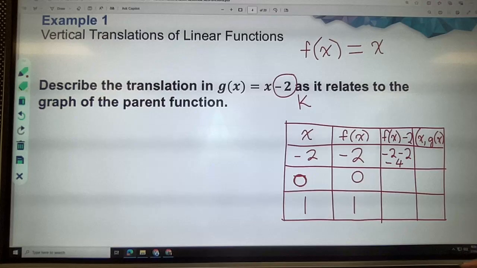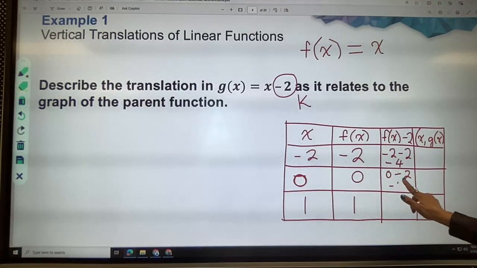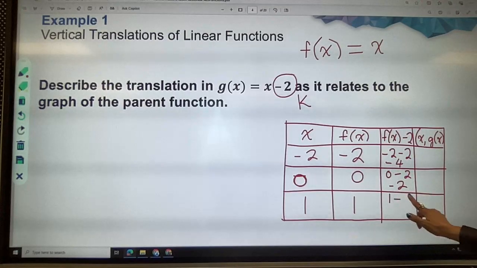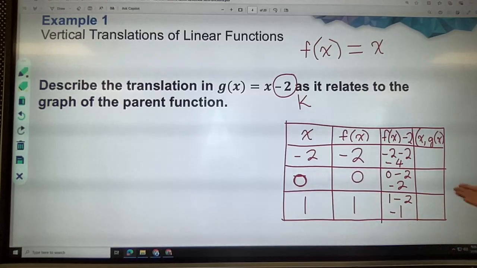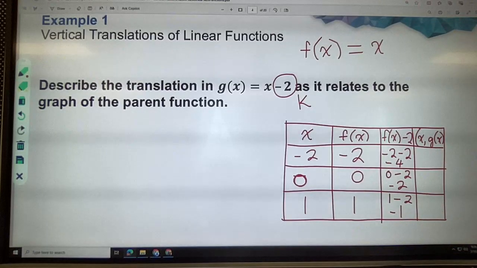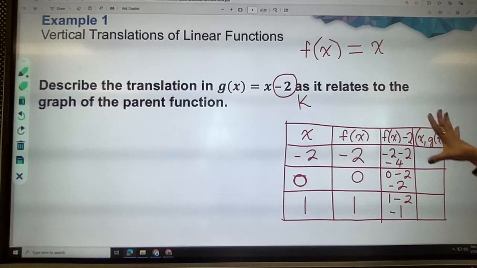What is 0 minus 2? I get negative 2. What is 1 minus 2? I get negative 1. So what is my ordered pair now? Which is x and g of x, which would be this.